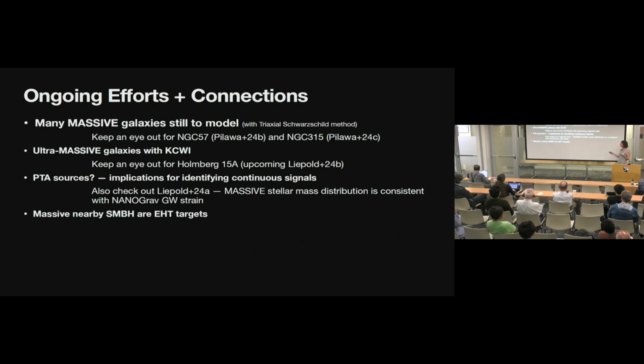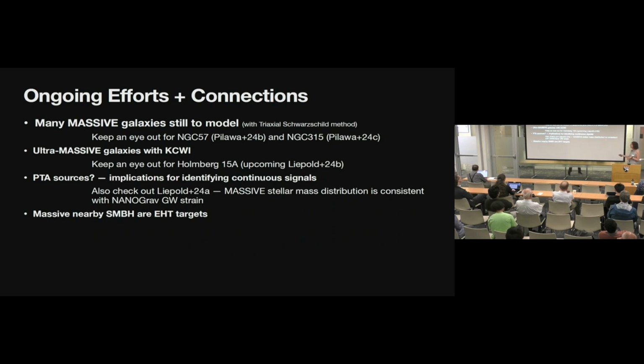We're also always excited about connections with other pieces of science. Of course, what we do can inform potential continuous sources for PTA analyses. We also have a paper that's hopefully hitting arXiv this weekend or on Monday, sometime very soon as I bother to do it, where we compare a bunch of stellar mass distributions that we find for galaxies in the MASSIVE survey and try to infer what kind of gravitational wave strain we might expect if those black holes follow standard scaling relations.